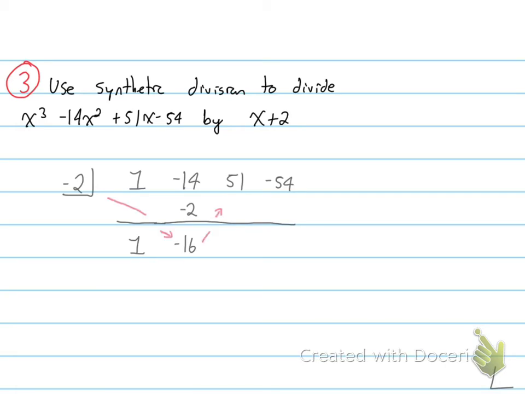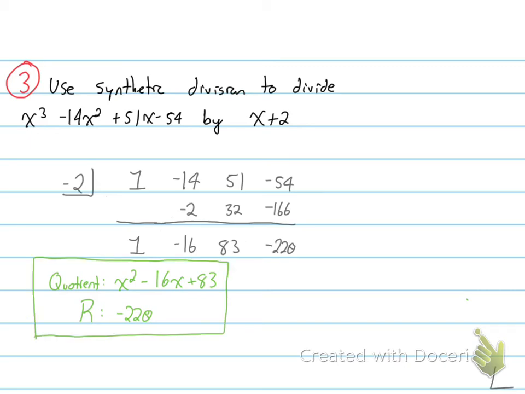So negative 2 times negative 16 will give me 32. I add these together, I get 83. Multiply again, add them together, I get negative 220. So when I divide, my quotient is x squared minus 16x plus 83, and my remainder is negative 220.